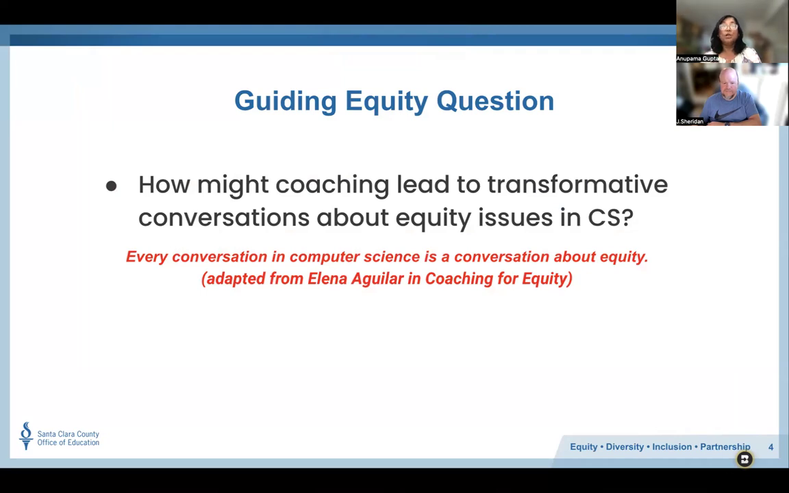I'm not going to be talking about teaching computer science and integrating computer science, because we all know how important it is and how it can be integrated into content areas. But our conversations are going to be more about how we can have those transformative conversations, which leads to dealing with equity issues.